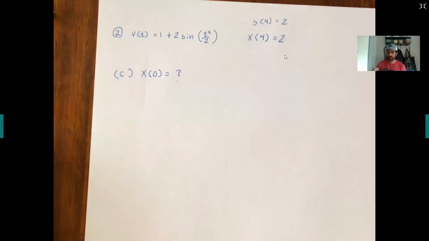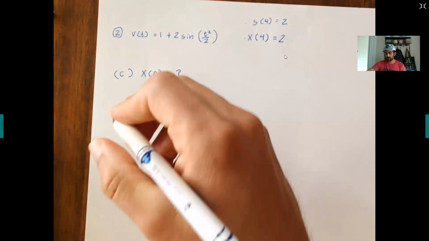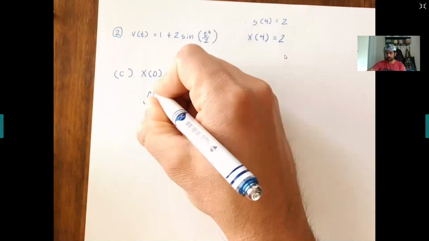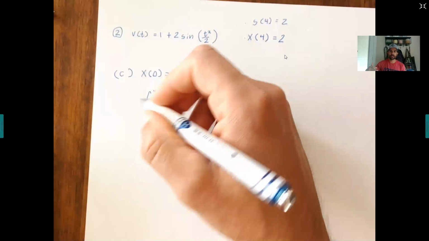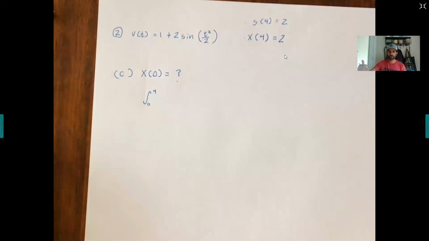First, I am given the velocity function. And remember, at this point, I have a calculator. So I'm going to integrate this. When I integrate the velocity function, I get position. Remember, if you take the derivative of position, you get velocity. The derivative of velocity is acceleration. So if you go backwards, the antiderivative of velocity is position.